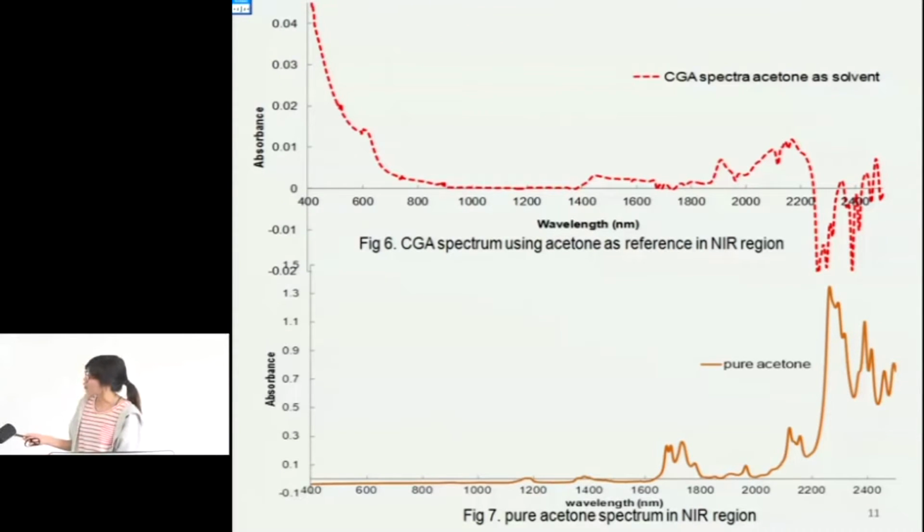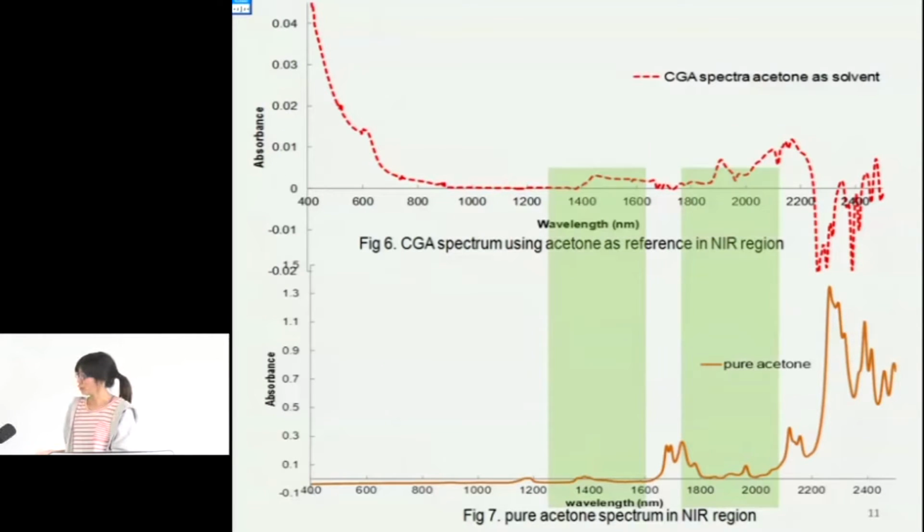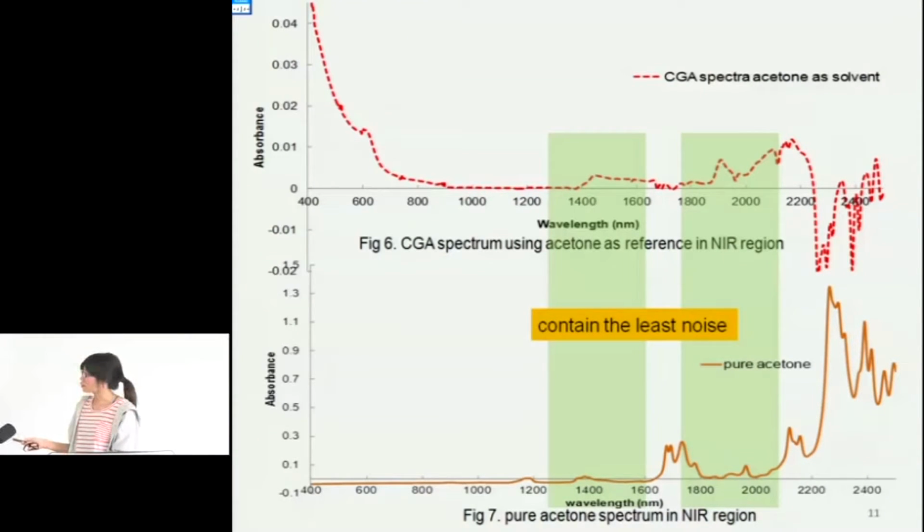The upper figure is the CGA spectrum we get from using acetone as a solvent, and the figure below is the pure acetone spectrum. We already know that acetone has low absorption in these two regions, so corresponding to these two regions, the CGA spectrum contains the least noise. But in other regions, such as this part, acetone absorption is strong. So in this part, the CGA spectra contain noise.